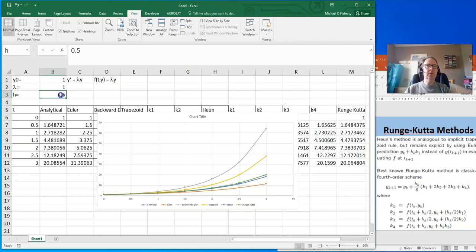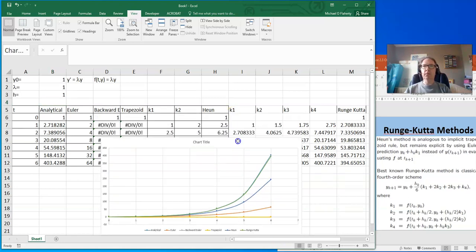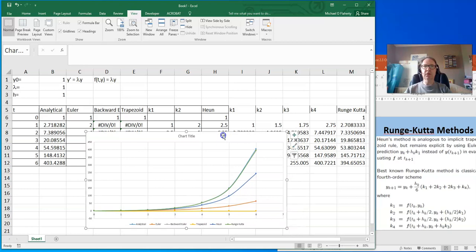Maybe if I try it. Increasing the time step makes the calculation more difficult for each of the methods, and will exaggerate the error. Increase the time step there. Here is the Runge-Kutta, here we have the analytical. Backward Euler has gone unstable, so it's not calculating anything really. The trapezoid method is derived from that, so it's gone unstable as well.